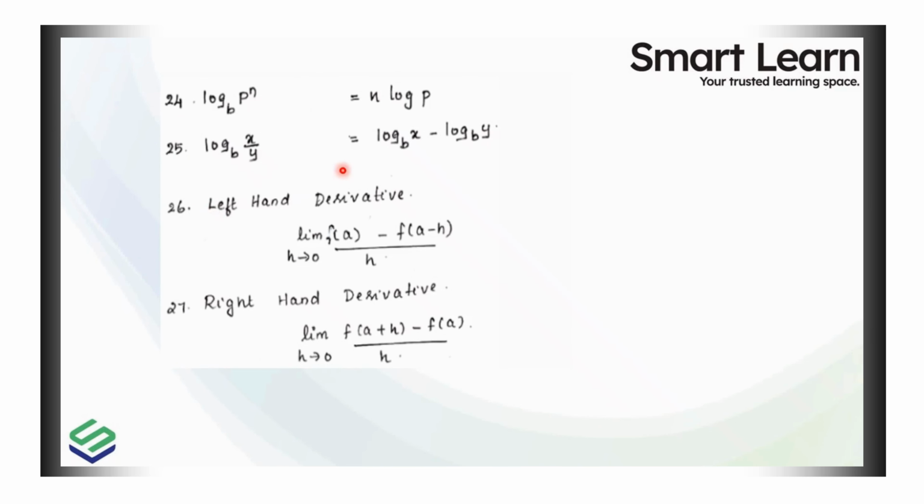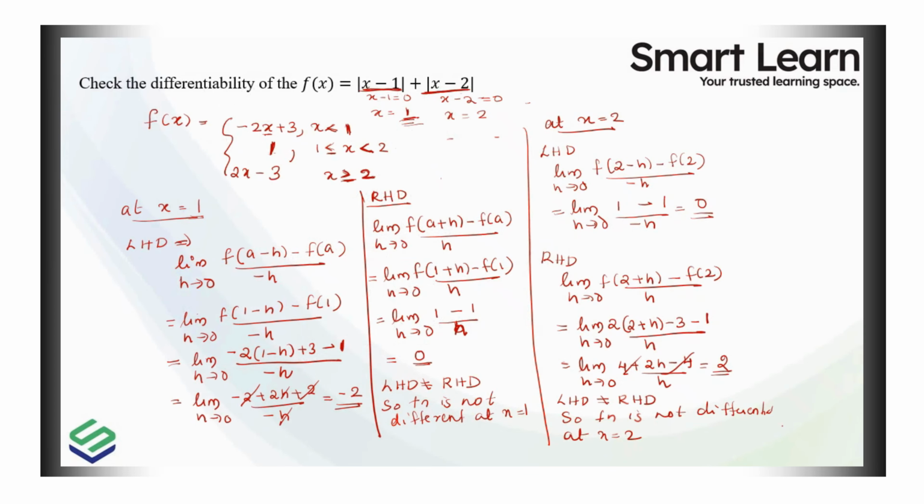This is the left hand derivative formula. This is the right hand derivative formula. Now, this is very important because every year there is a question like check the differentiability. So f of x is modulus of x minus 1 plus modulus of x minus 2. First, always we check the critical values of x. Here x minus 1 equal to 0, so x is equal to 1. Here x minus 2 equal to 0, so x is equal to 2. So we set the limits 1, 2.